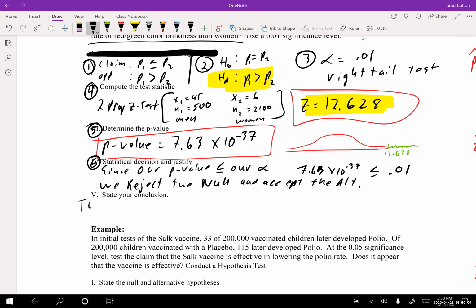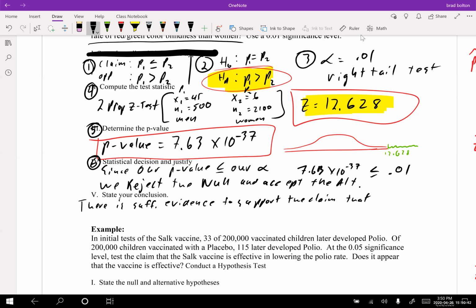We say there is sufficient evidence or enough evidence to support the claim that, and now let's look at our alternate hypothesis. Our alternate hypothesis tells us that population proportion 1 is in fact greater than population proportion 2. And we said that this is our P1 and this is our P2. Women are P2, men are P1. So then we're supporting that men do have a higher proportion of red-green color blindness or a higher rate.